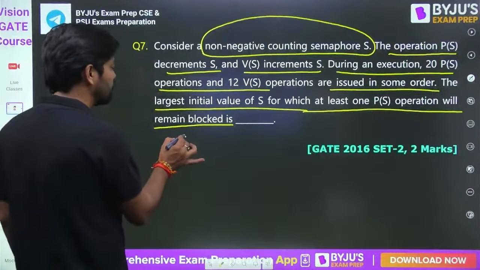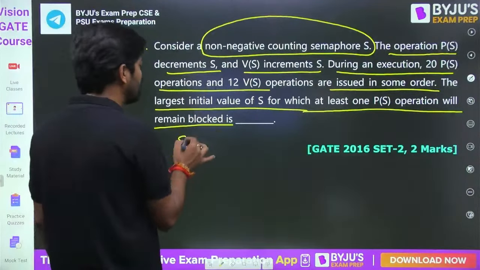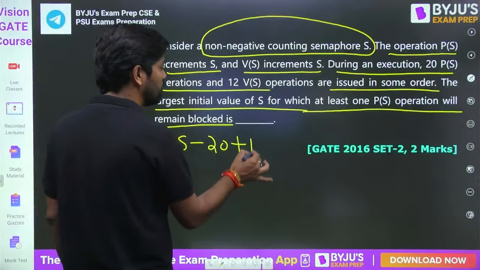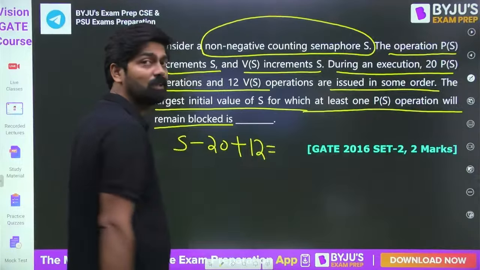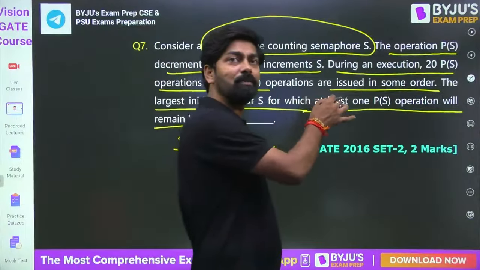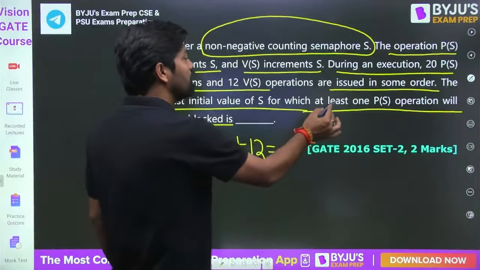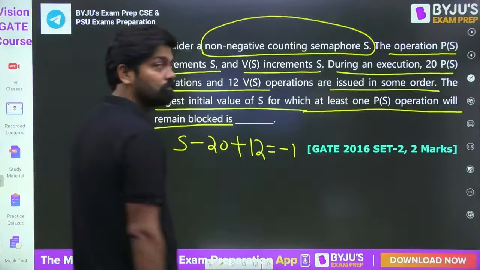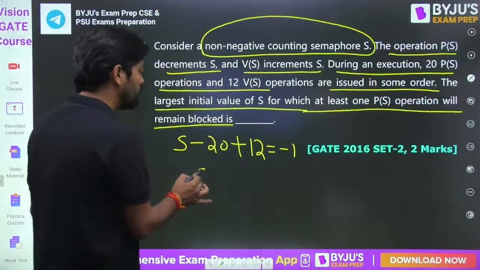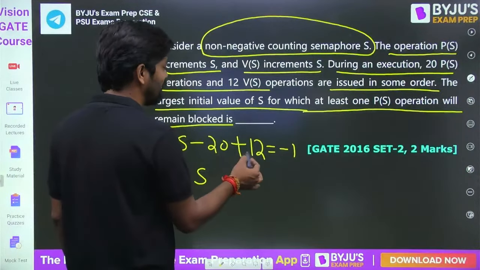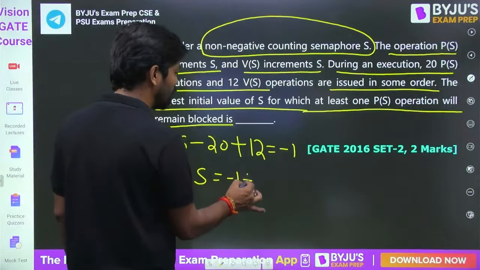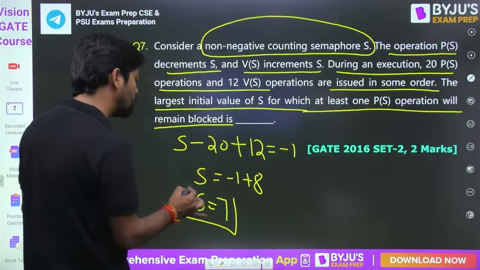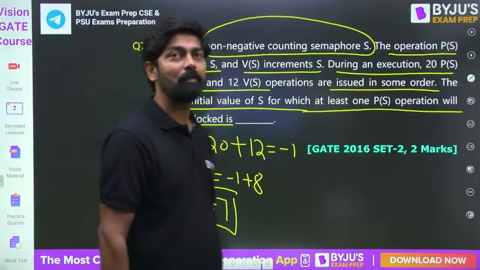So let's suppose the semaphore value is S. We have 20 P operations, which means -20, and 12 V operations, which means +12. It should be equal to what? Because they are telling us at least one P operation will remain blocked, it is nothing but -1. Find the value of S here: S - 8 = -1, so S = 7. So for S equal to 7, at least one process will remain blocked.